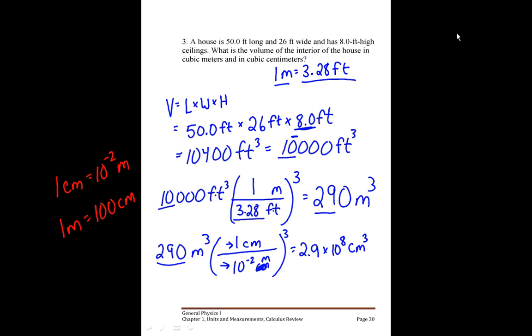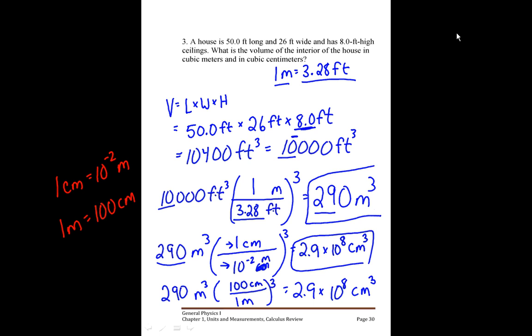Cubic centimeters. As I said, there's another way, and I usually do it this way just because it's the way I think: there are 100 centimeters in 1 meter, and then you cube that, and that gives you the same 2.9 times 10 to the 8 cubic centimeters. All right, so those are the answers.